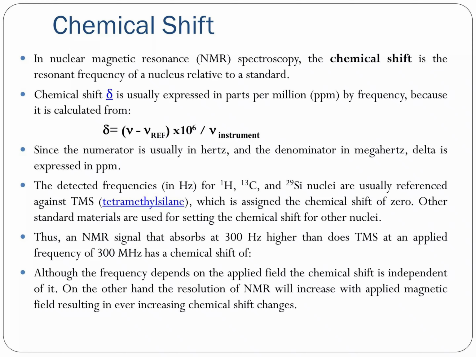Now, how does chemical shift actually occur? In NMR, the chemical shift is the resonant frequency of the nucleus relative to the standard. Since the numerator is usually in hertz and the denominator in megahertz, delta is expressed in ppm. We have already shown this. The detection frequencies for proton, carbon, and silicon nuclei are usually referenced against TMS, tetramethylsilane, which is assigned a chemical shift of 0. Other standard materials are used for setting the chemical shift for other nuclei.